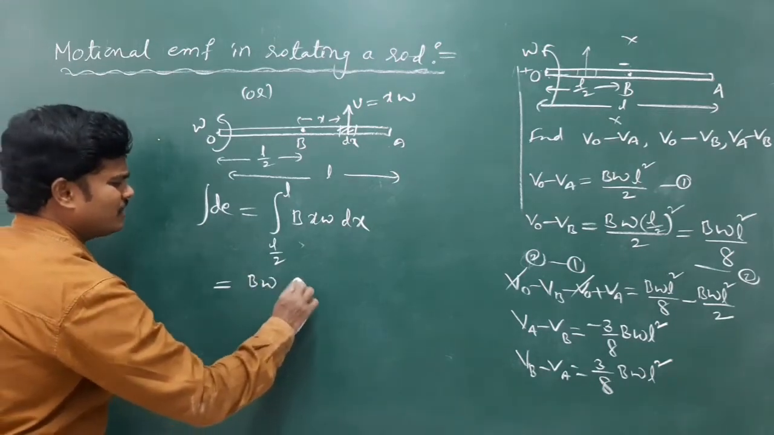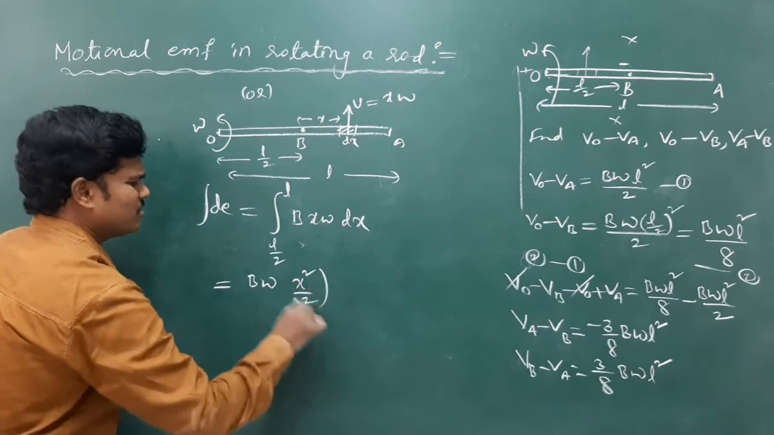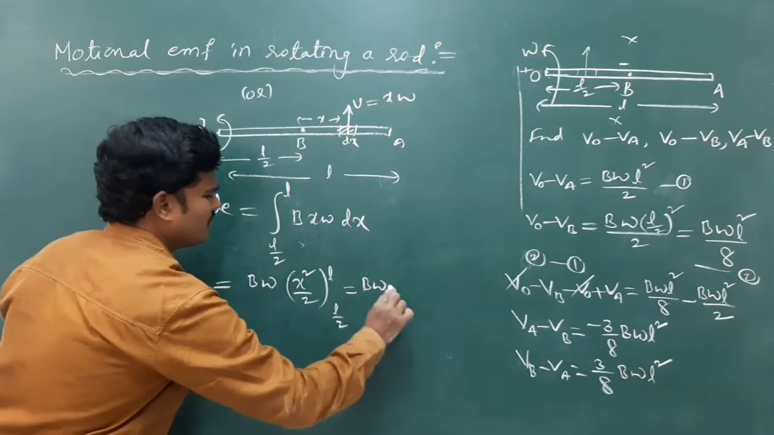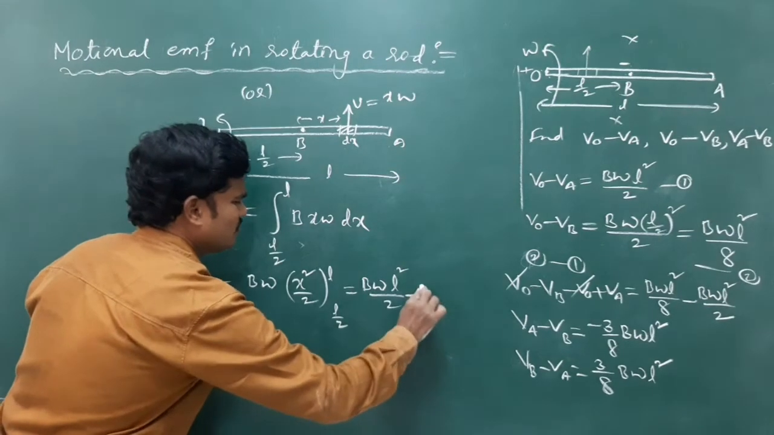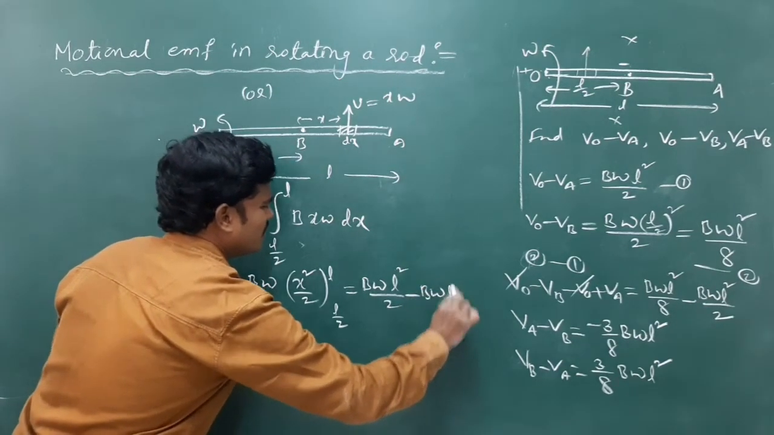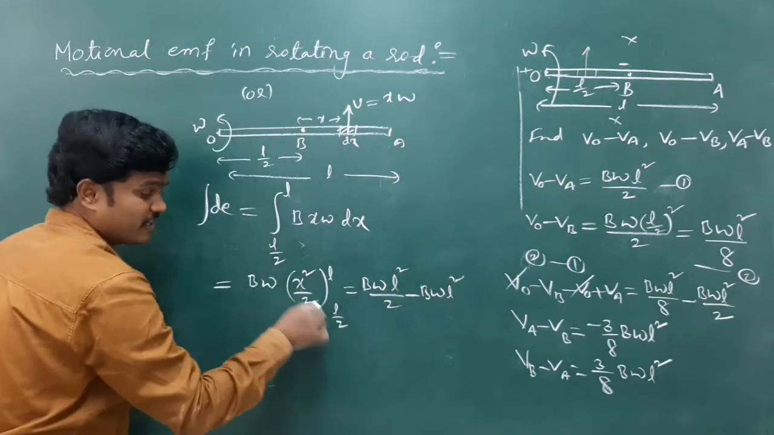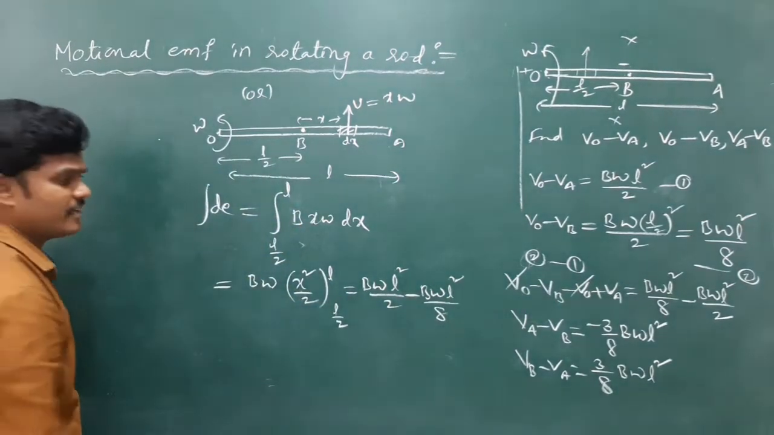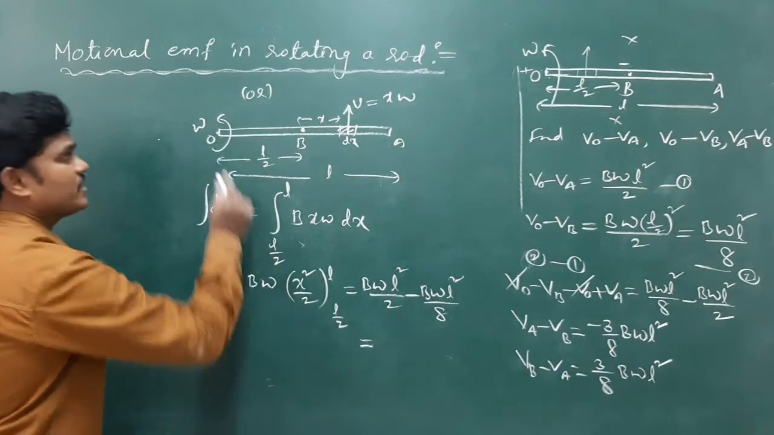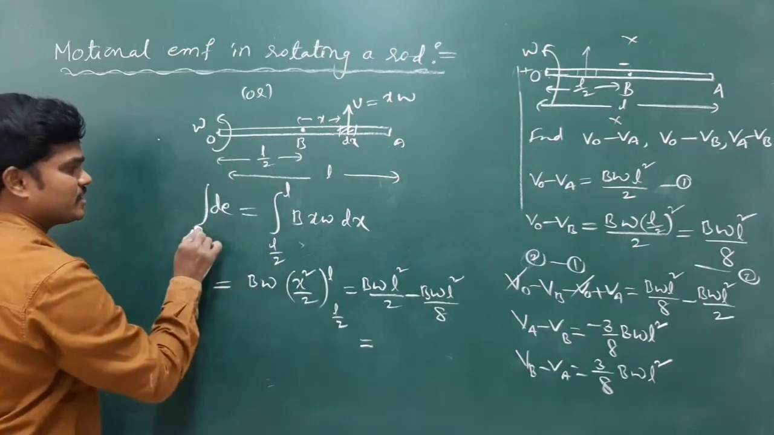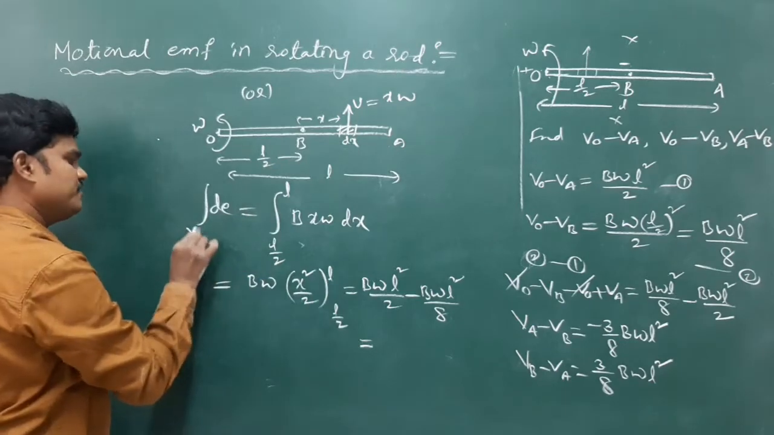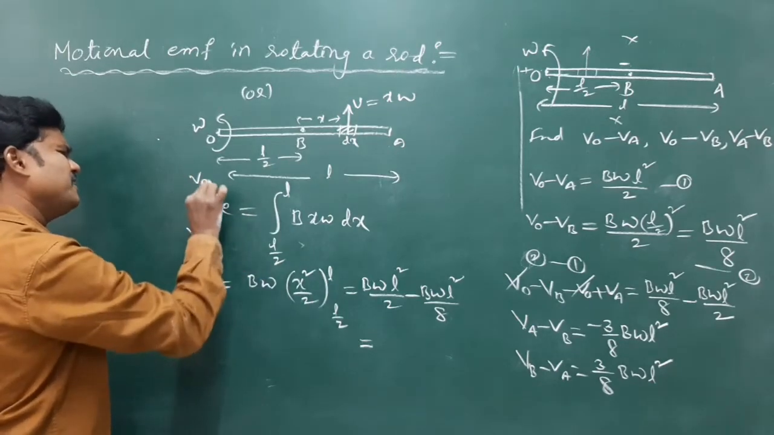B omega x square by 2, from L by 2 to L. So B omega L square by 2, minus B omega L by 2 whole square by 2, that is L square by 4 into 2, this is 8. See, same steps. Again, how much are you getting? Starting is B, ending is A, so this is VB, this is VA.